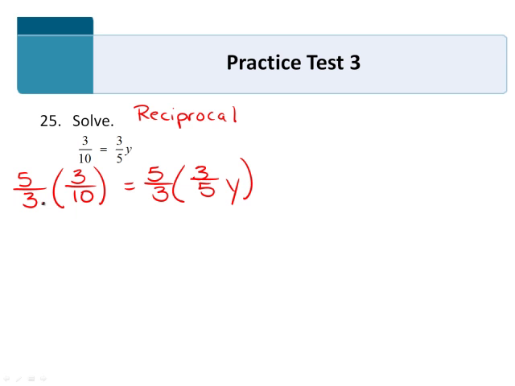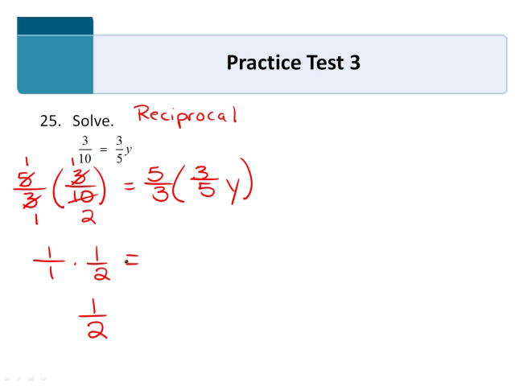So on the left-hand side, the 3's cancel to just 1's, and 5 and 10 have a common factor of 5. So if I divide by 5, 5 divided by 5 is 1. 10 divided by 5 is 2. So this is what I have left on the left side. 1 over 1 times 1 over 2. So we get 1/2.